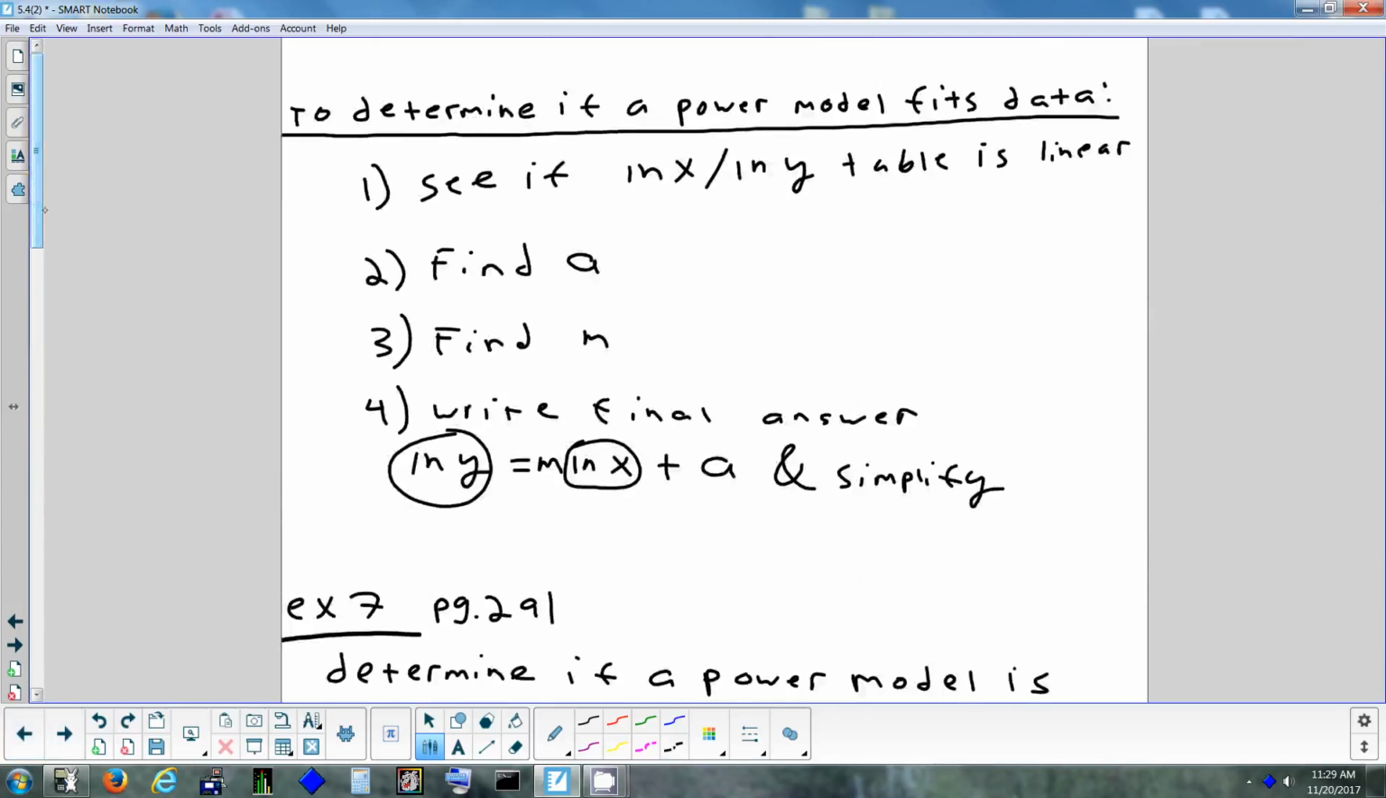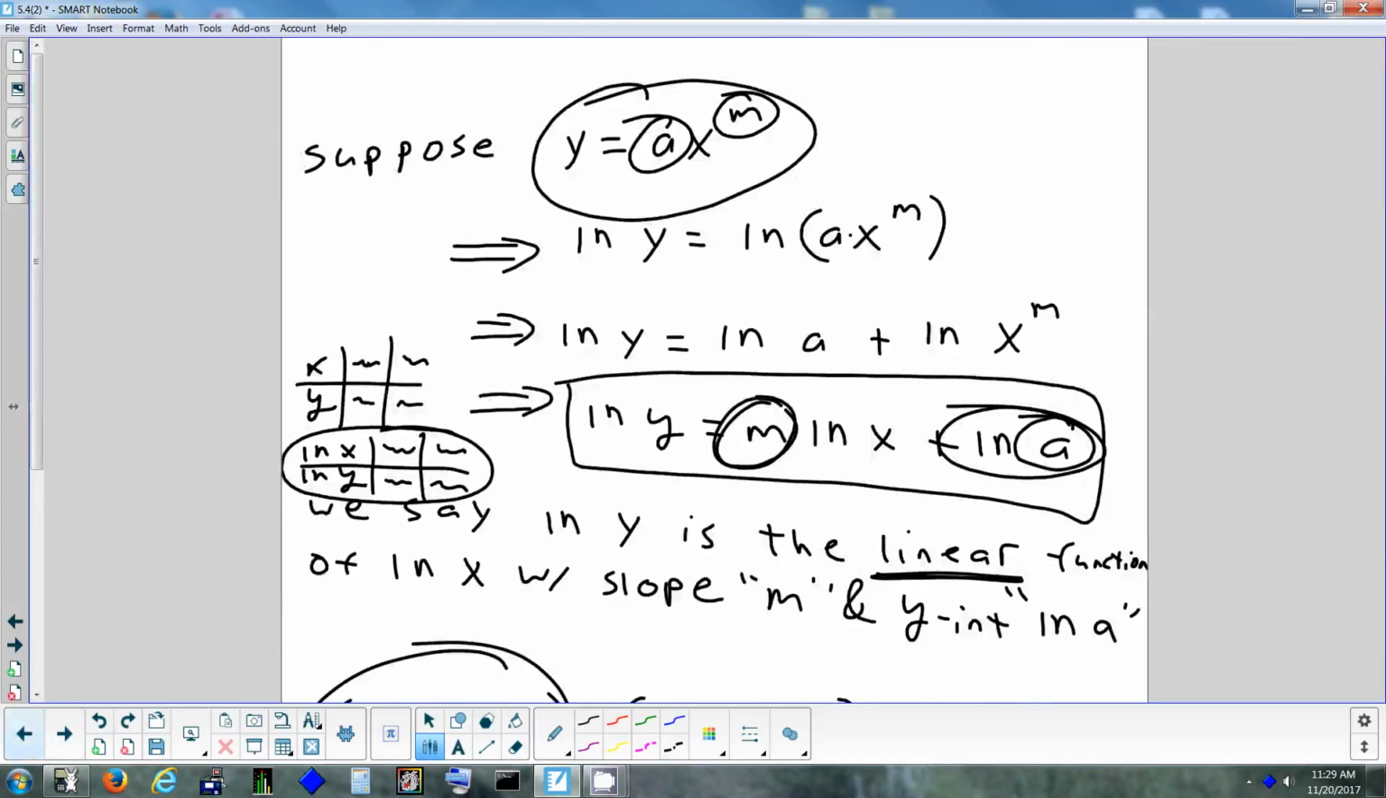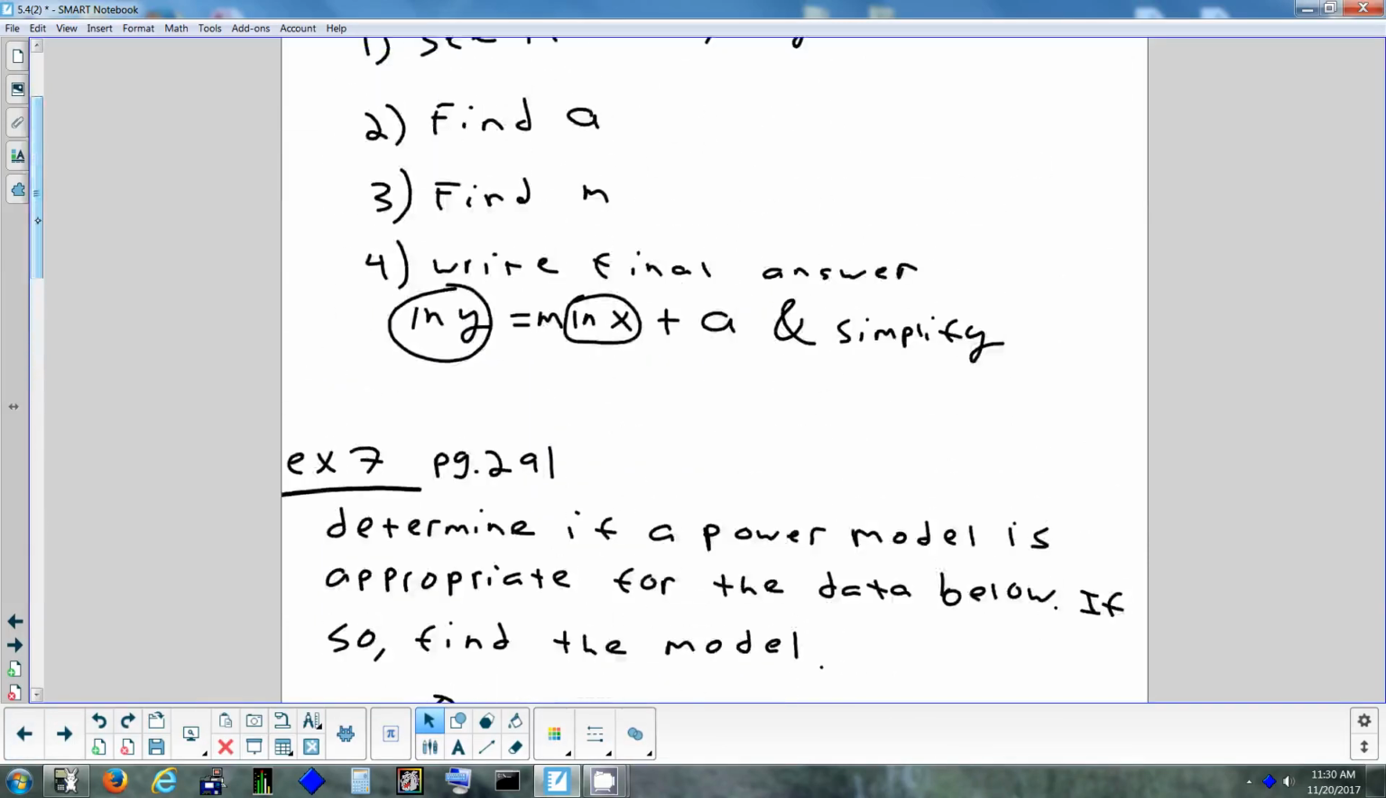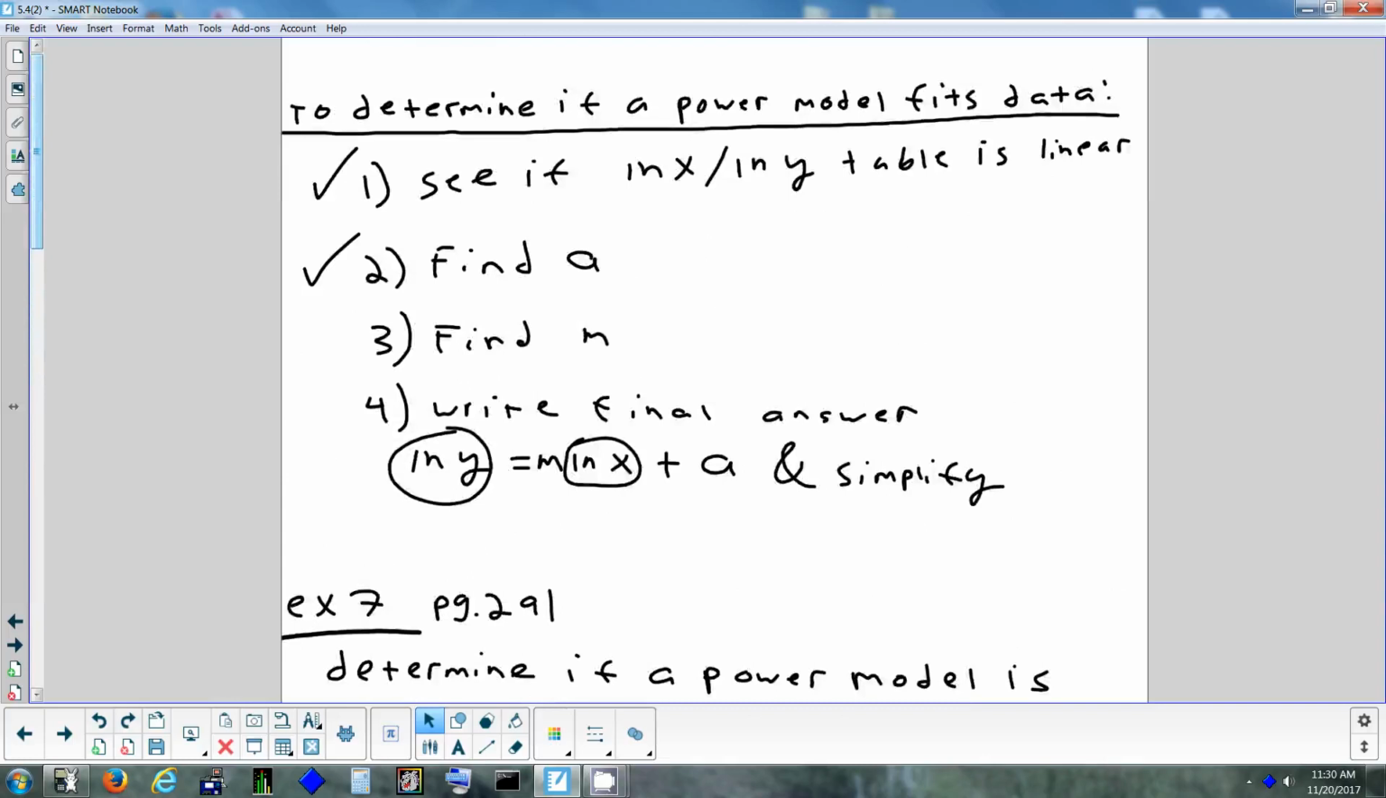So what you just found, if you're thinking about it in terms of your power model, where's my equation? Right here is the coefficient of x. You just found the coefficient of x. If you're thinking about it in terms of a line, the ln of 5 is the y-intercept of this line right here, and exactly as it should be. Ln of 5 is 1.6. That's my y-intercept. All right, so we've got a. We already determined if we should use a power model. Now we're going to find m.